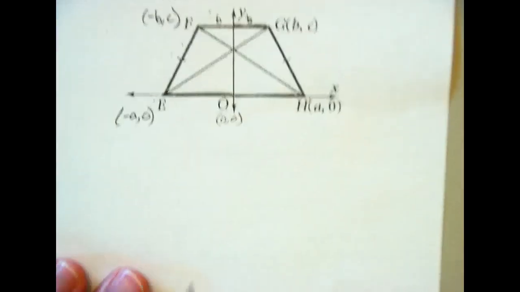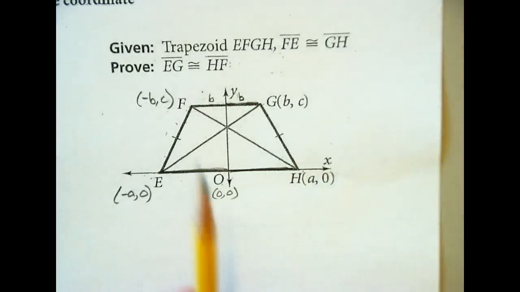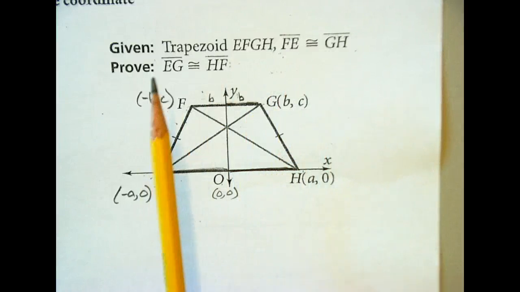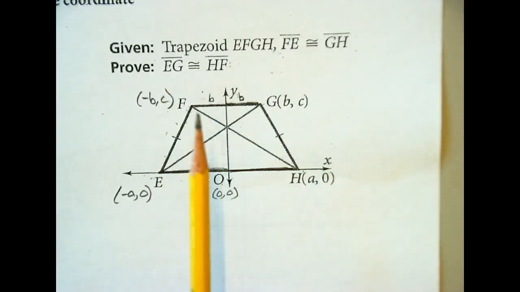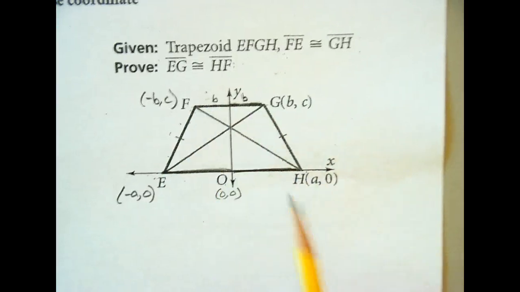Okay, here we go. All right, we've got to go through the proof now. Trapezoid, it's trapezoid FE. Okay, we've got the givens. EG is congruent to HF, so EG congruent to HF. So diagonal congruent to diagonal.